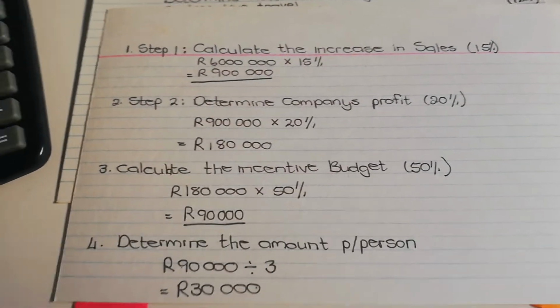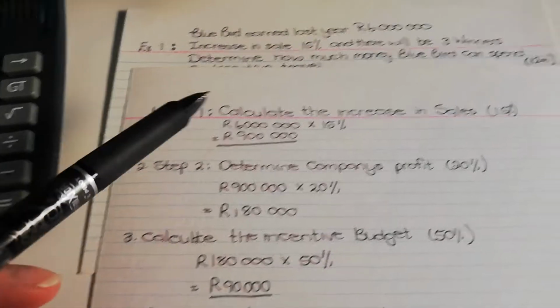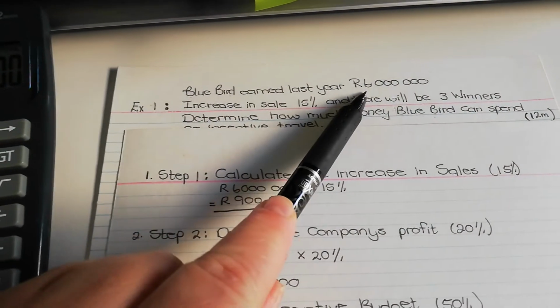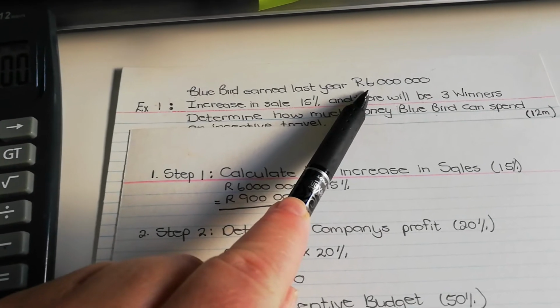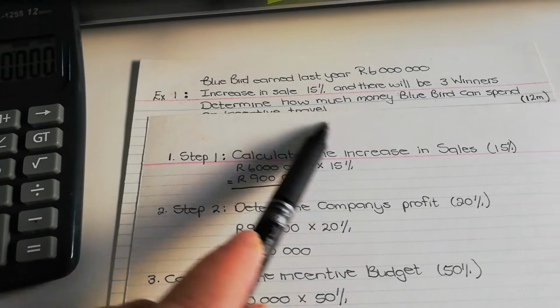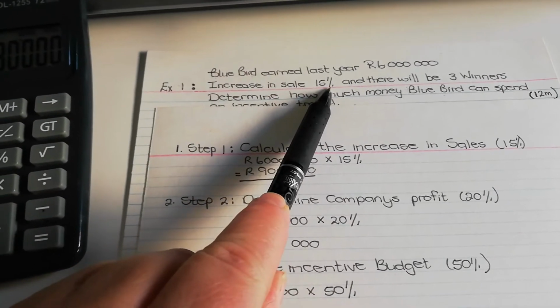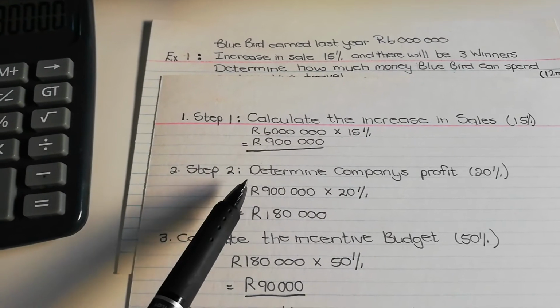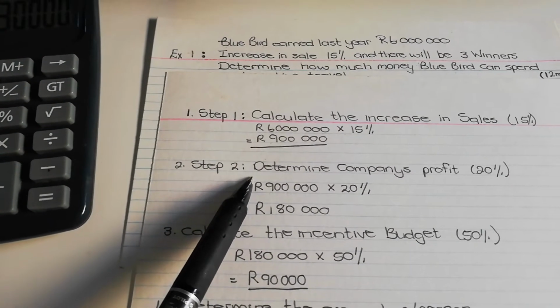Okay, let's just go through these steps again. Calculate the increase in sales. It is the amount that is given to you in the question times 15%, where you also get it in the question, the increase in sales. Your answer becomes the starting point of the next step.